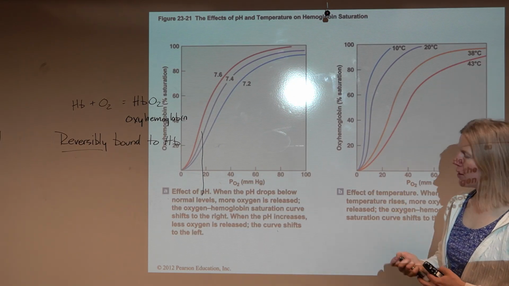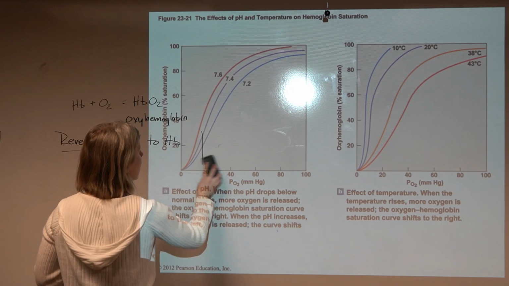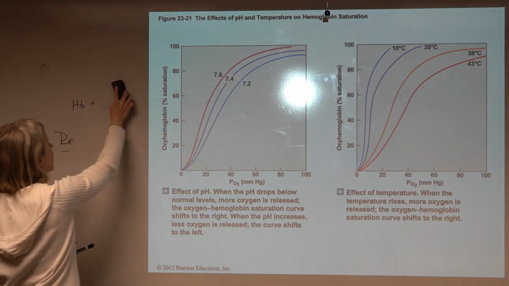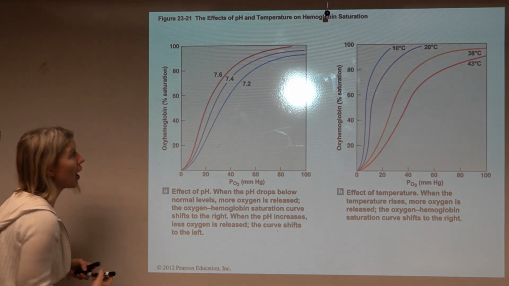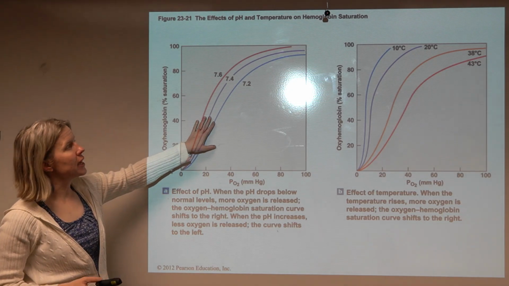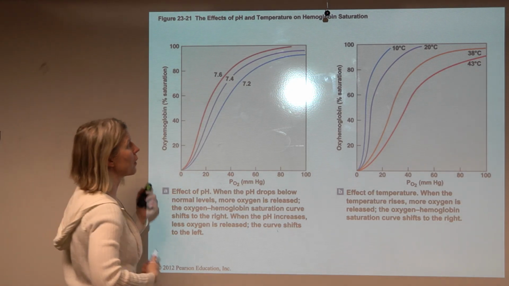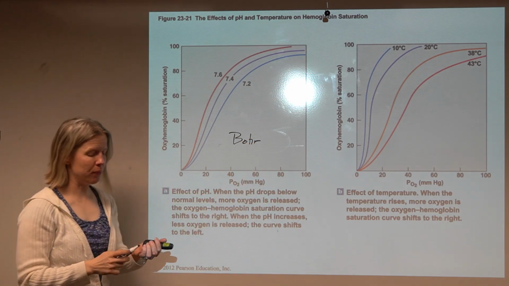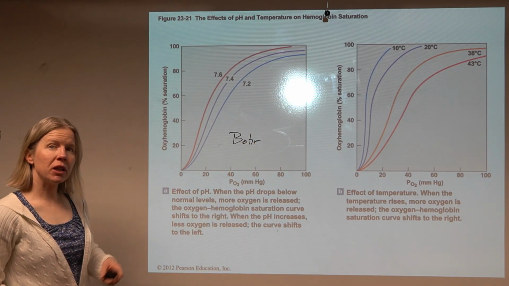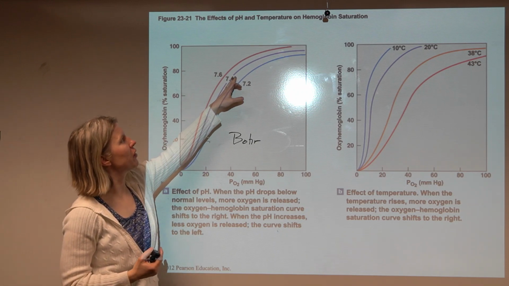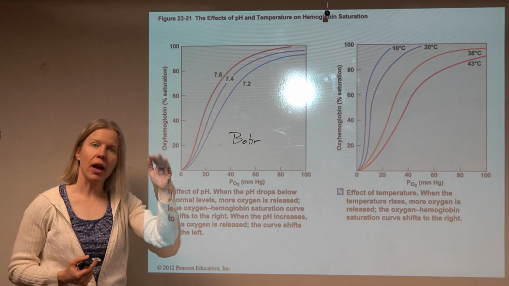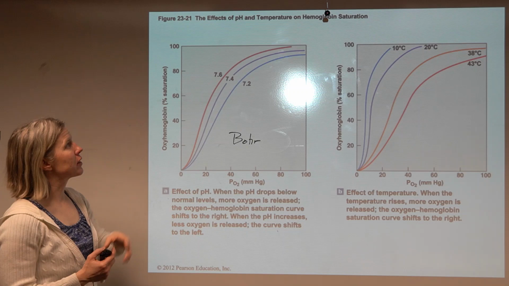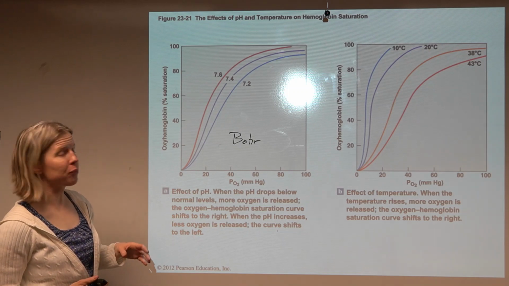There are a couple things that affect hemoglobin's ability to be saturated with oxygen. One of those is pH. They call this the Bohr effect. Some old dead dude discovered this, right? So typically we say blood pH should be 7.4. So the center line is the typical oxygen hemoglobin saturation.